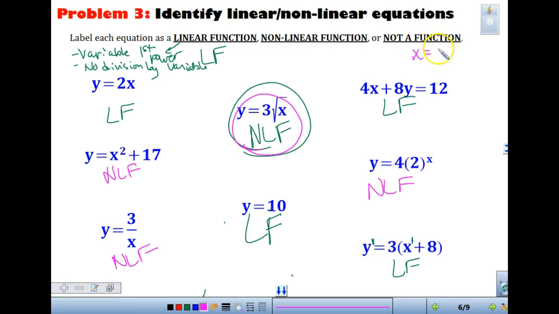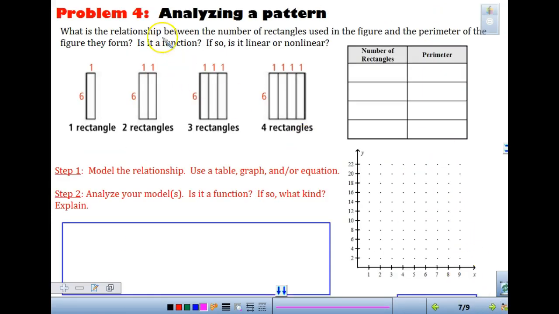X equals 2 is not a function because every input gives me an output of 2. Okay? So when we are looking at that. Next, this is what you'll see on the test.